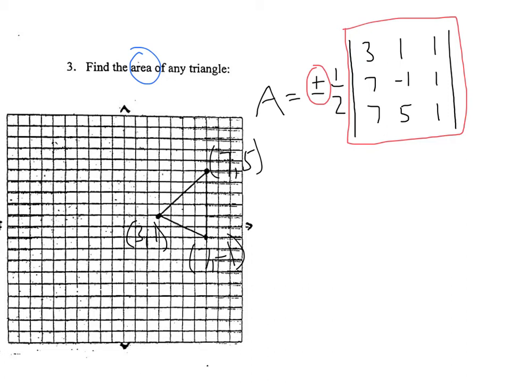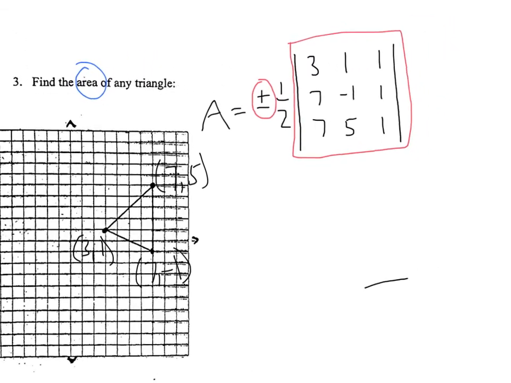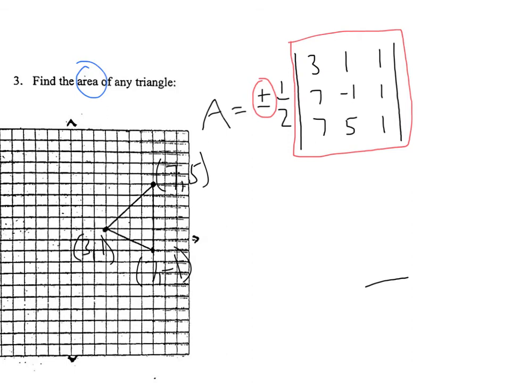So I find the determinant. And again, I like diagonals. My preference, if you're using expansion, go ahead. But I list the 3 ordered pairs, and then I just put 1, 1, 1. So 3, 7, 7, 1, -1, 5. And I'm going to do diagonals.